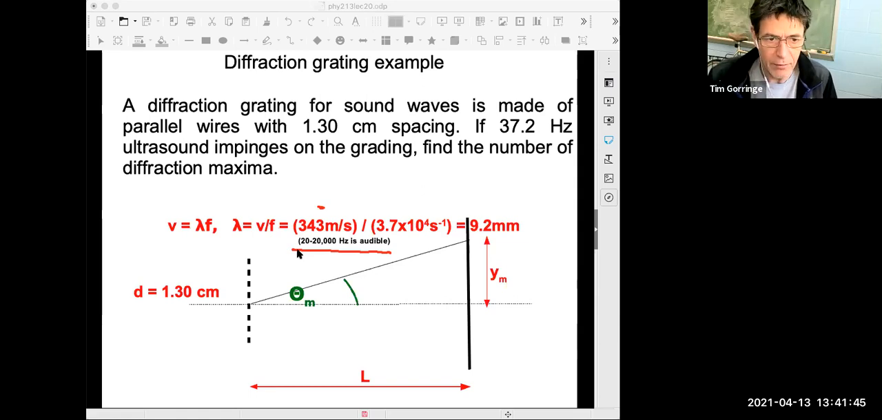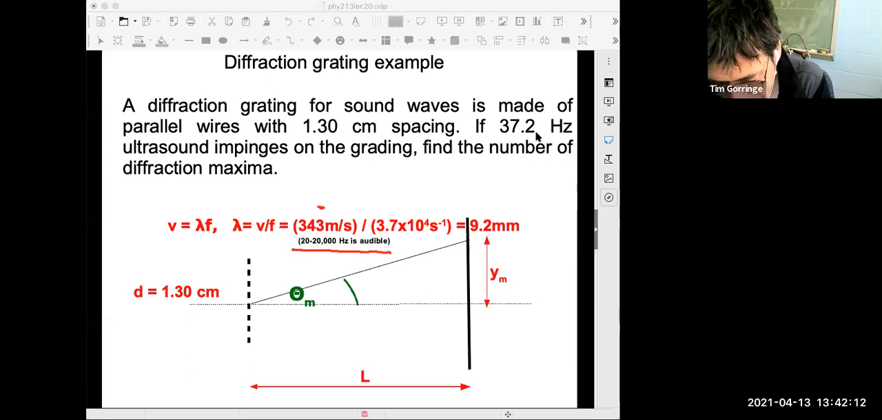So this diffraction grating is actually being illuminated by what we call ultrasound. The word ultra is telling you it has a higher frequency than audible sound. And its frequency is 37, there's a typo here. This is 37 kilohertz, sorry. I'll fix that.